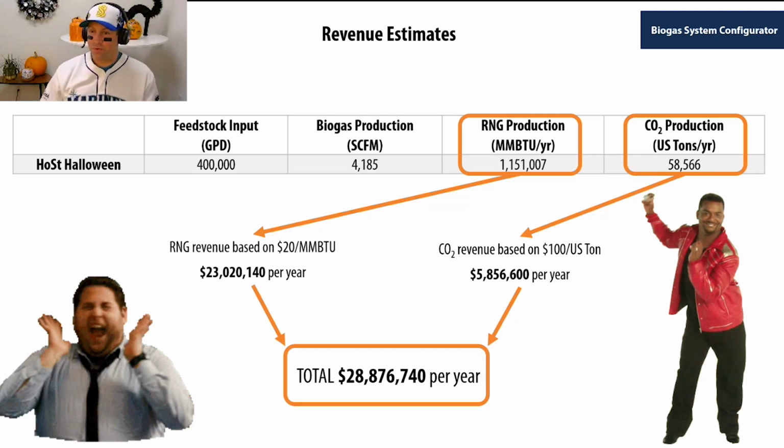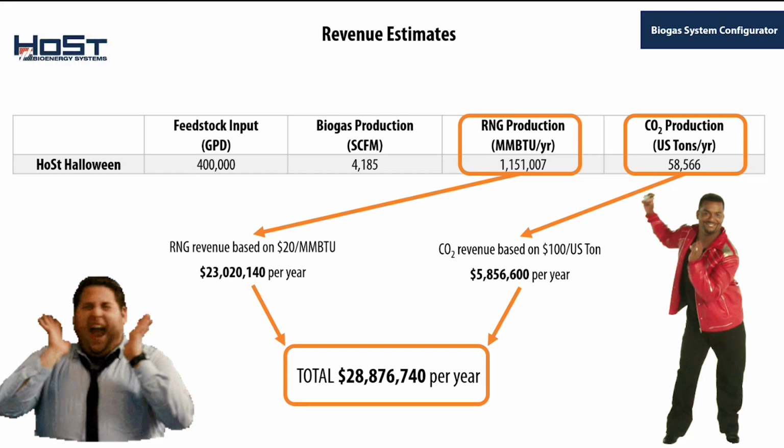So based on $20 per MMBTU of RNG, that would equate to $23 million per year in RNG sales. And at $100 per US ton for the CO2, we would see about $5.8 million per year in revenue of CO2. And CO2 is very regional, but we know of many different regional markets that are $100 per US ton or more for the CO2. So that totals nearly $29 million per year in revenue. So like I said, a very good project, which is something to get excited about.